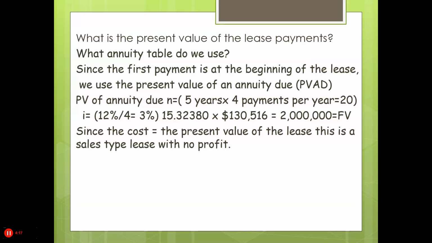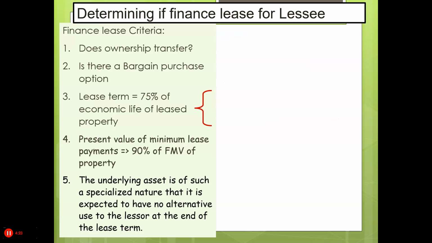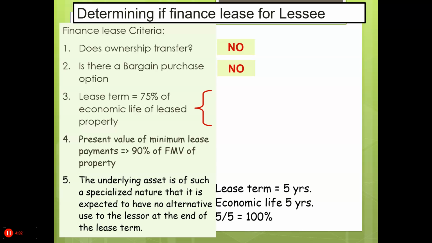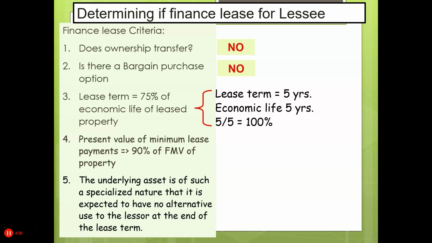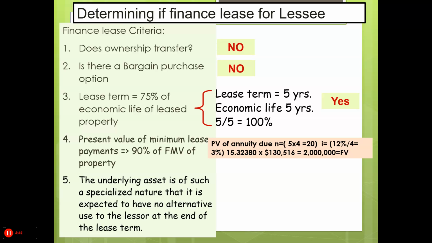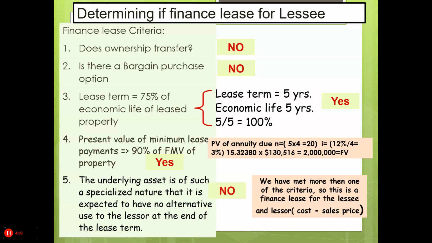Now we go through our 5 steps determining the lease. So, does the ownership transfer? No. Is there a bargain purchase price? No. The lease term, 75% or more of the economic life? Yes, because it's 100%. Present value of the minimum lease payments, yes, they are equal, so it does meet that criteria because it's 100%. The underlying asset is specialized? No, that's not true, but since we met 2 of the criteria, and we only need to meet 1, this is treated as a finance lease.